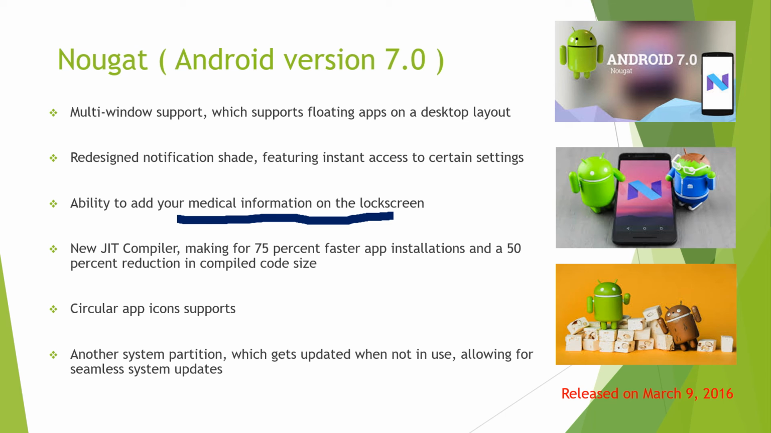Another feature was the new JIT compiler, just-in-time compiler, making for 75% faster app installations and 50% reduction in compiled code size. So all the app installations were made faster because of the JIT compiler. Circular app icon support. And one more important feature was that Nougat contained another system partition which gets updated when not in use, allowing for seamless system updates.